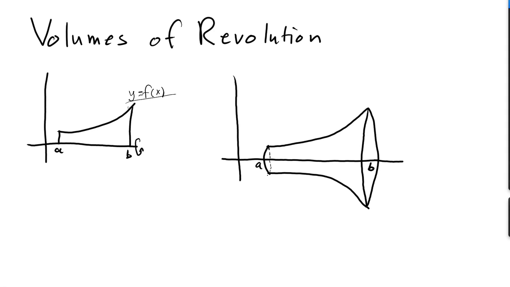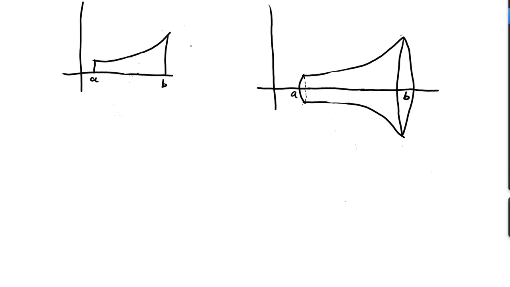Then what I'm going to do is take this whole region, this whole area, and revolve it around the x-axis. And when I do that, what I end up with is this three-dimensional shape, this whole three-dimensional region that I can now take the volume of. So that's going to be our basic idea here. I've got these two shapes. Now, let's look at the area under the curve.